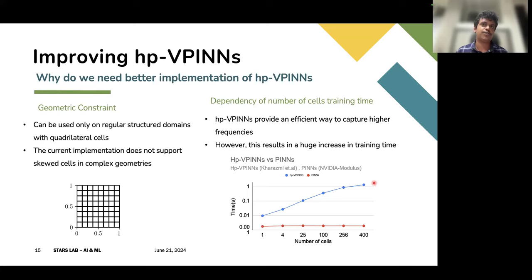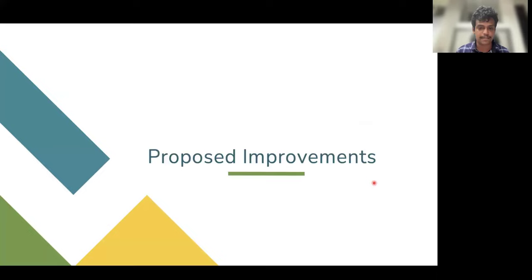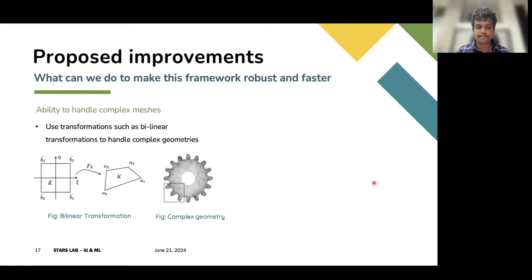However, when it goes to a skewed geometry, where you have skewed quadrilateral cells, which obviously occurs in a lot of real life applications, this kind of approach needs to be improved a little bit. So what are the proposed improvements that we need to make? The first thing is to address the complex mesh.